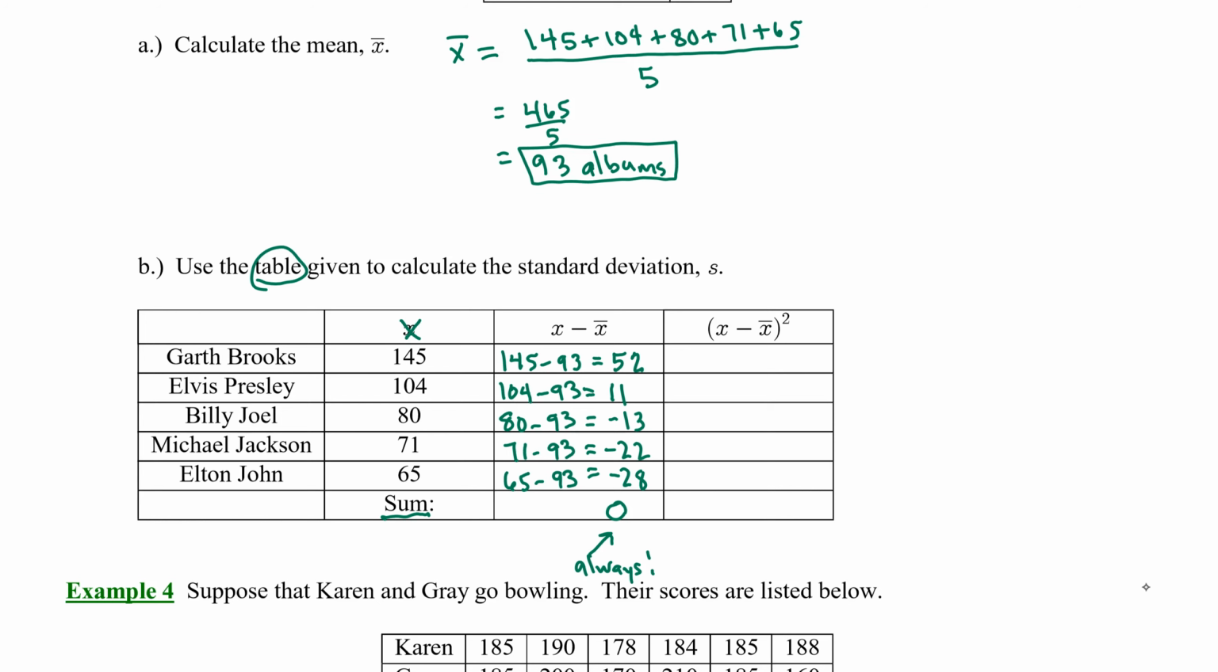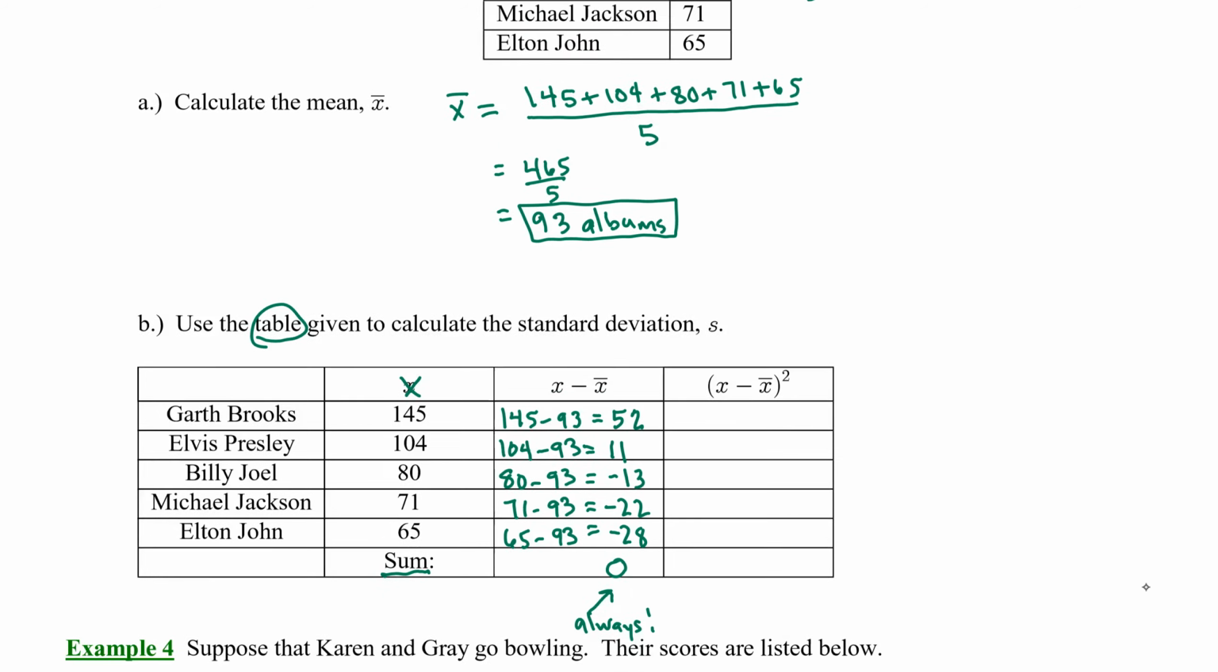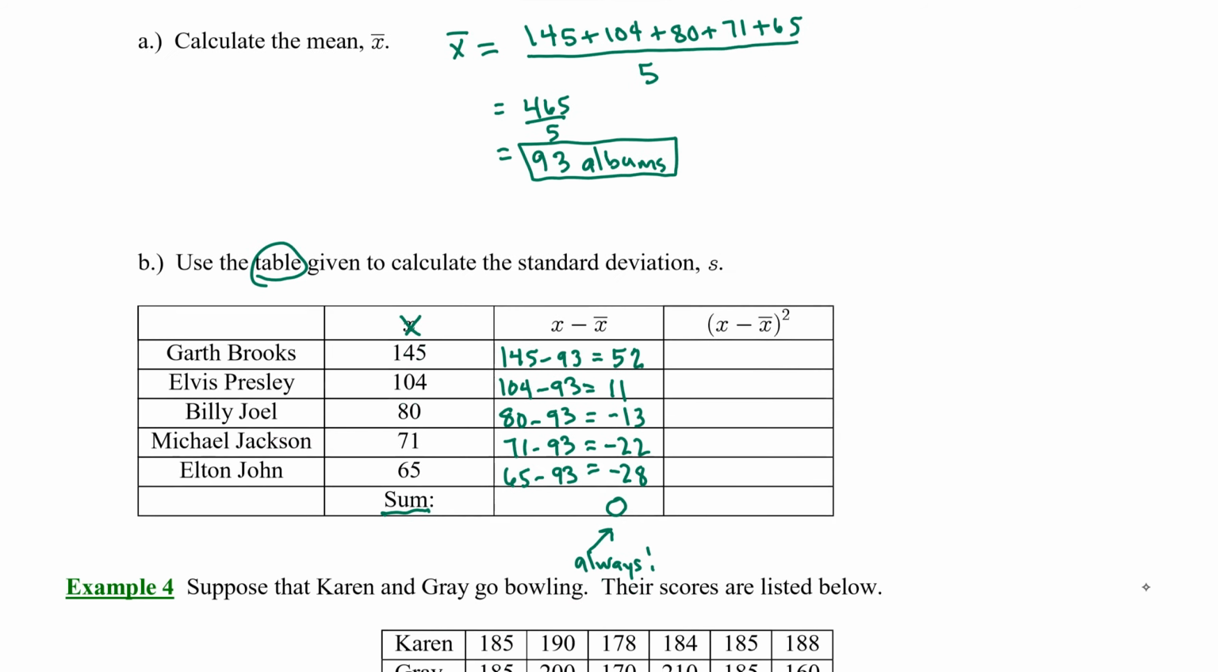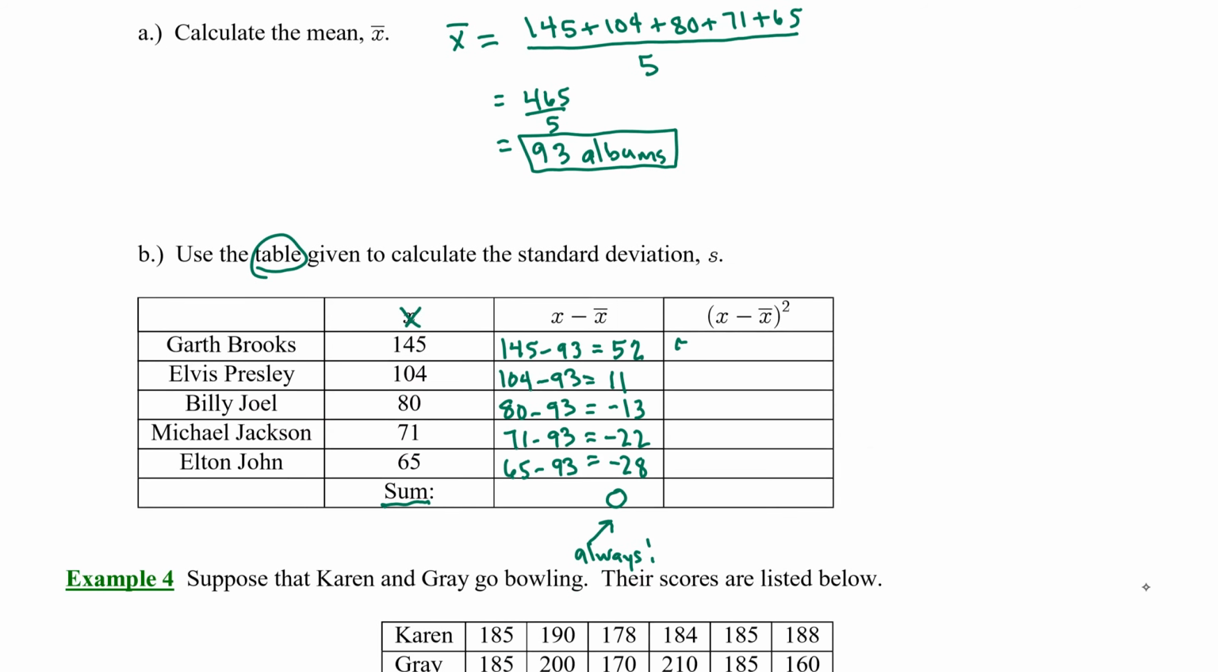Next, we're going to square each of those differences. So recall from our formula, we've calculated all of these differences. Now we're going to go ahead and square those differences. We're building up to this formula little by little. So I'm going to take each of these values and square them, and I'm just going to do that with the calculator.